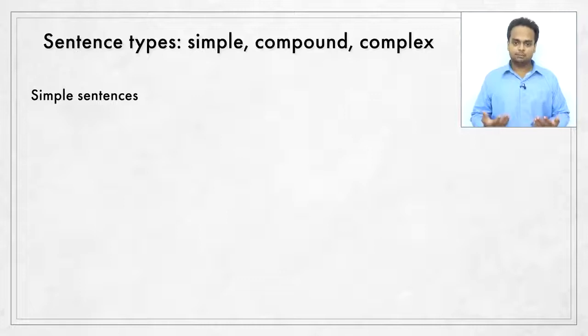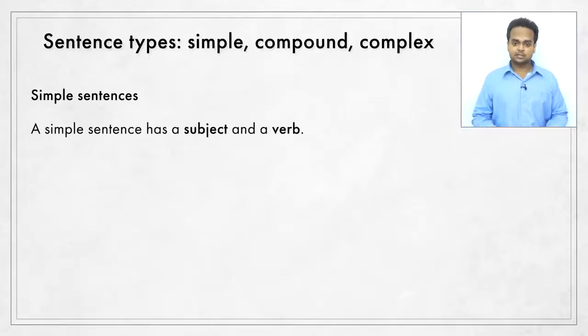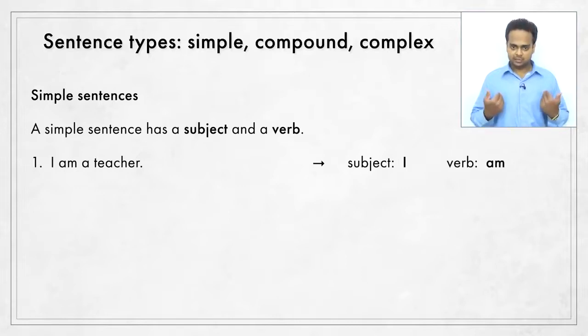So what is a simple sentence? A simple sentence is just a sentence that contains a subject and a verb. For example, I am a teacher. Here the subject is I and the verb is am.